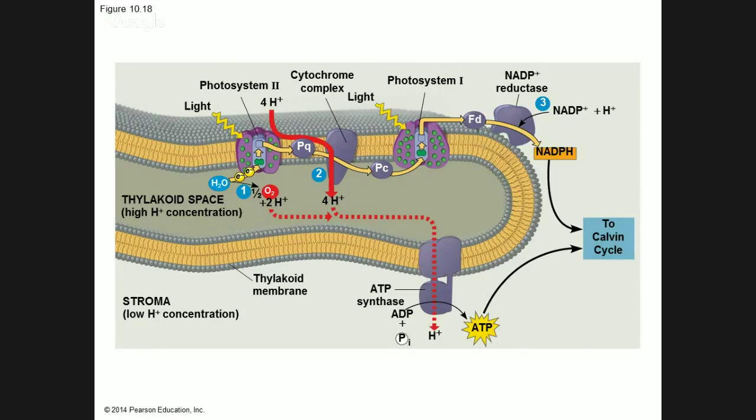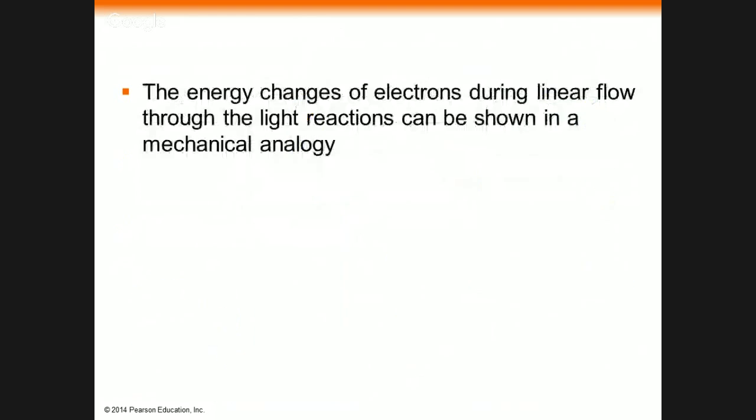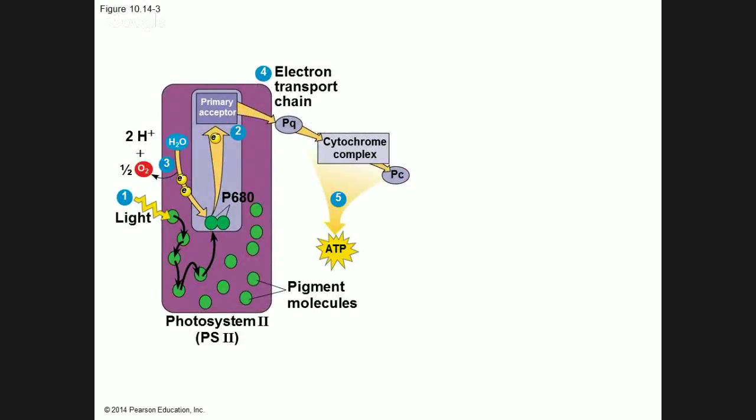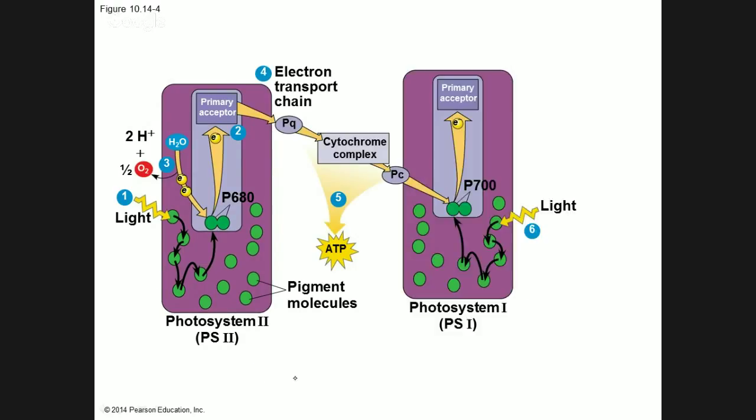Okay? That process of producing ATP in photosynthesis is called photophosphorylation. You need to know that. It's not up here. I'll write it up here. Photophosphorylation. It uses the energy of photons to phosphorylate ADP. That's where the word comes from.